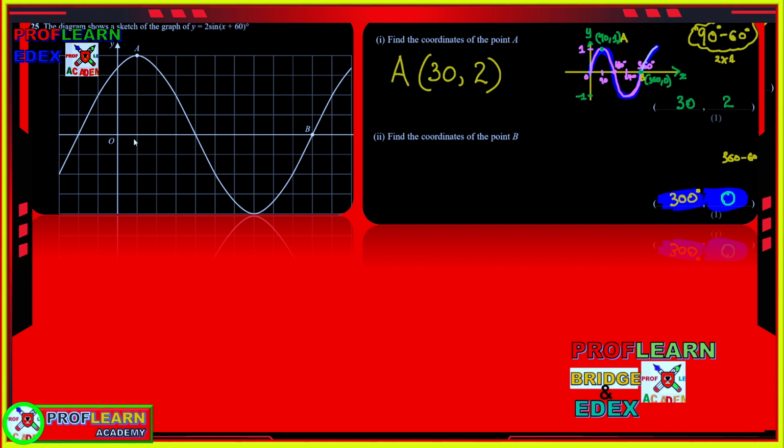So the coordinate here for A, the x-axis will be 30, but the y-axis, what was done in the transformation, times 2. So I'll take the y coordinate here times 2, and that becomes now the coordinate of A as (30, 2). But for B, it was from this point where there was a complete cycle, and that is (360, 0). So for the x coordinate, we shall subtract 60, that becomes 300, and the y coordinate we shall multiply by 2, and that becomes 0.